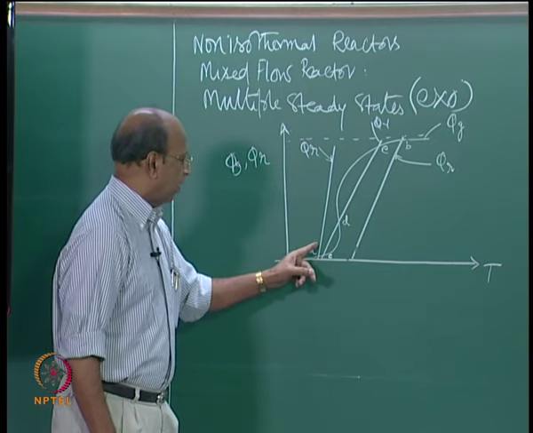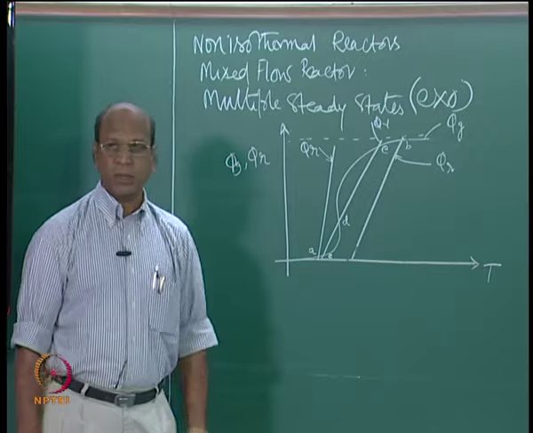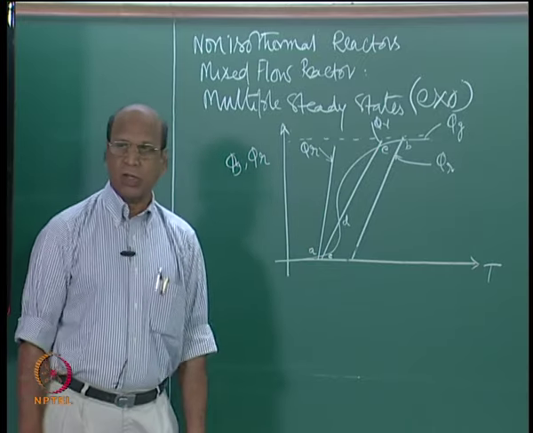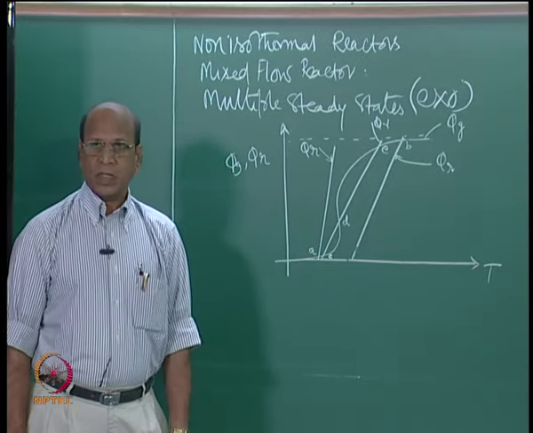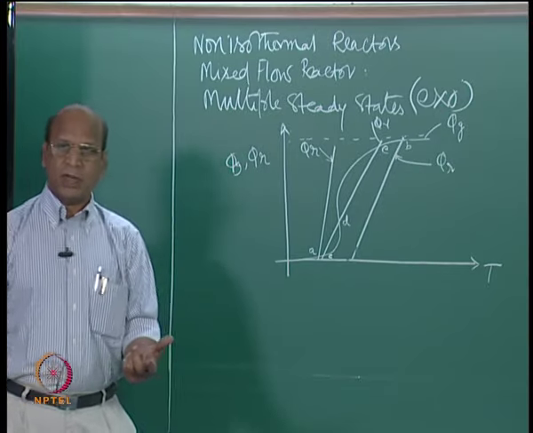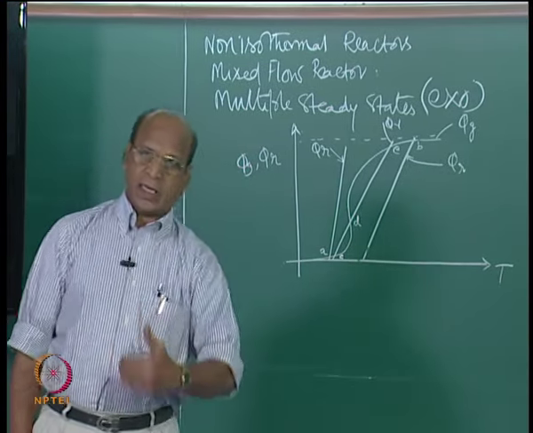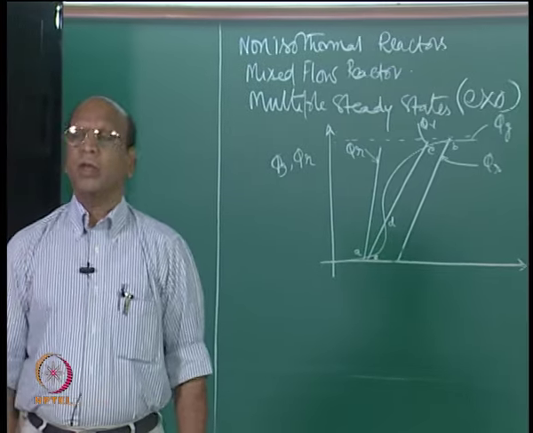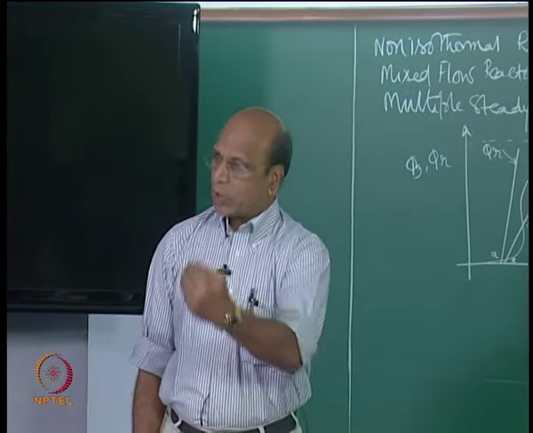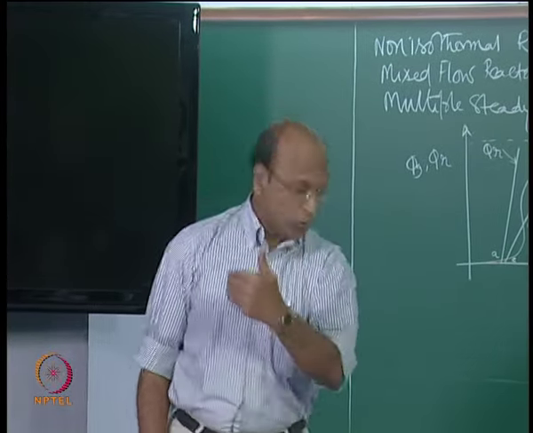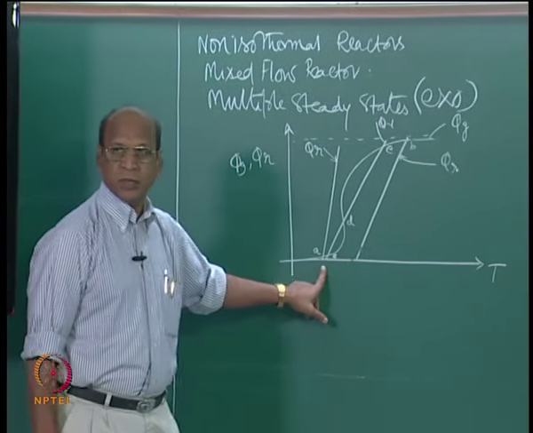It is greater than QG. So what should happen now when heat removal is more than heat generated? Temperature should come down, because there is only one state. So at that point, it should come back to that particular point A.